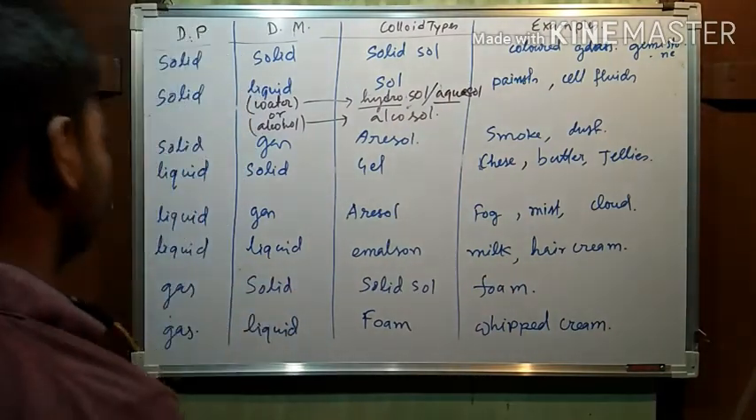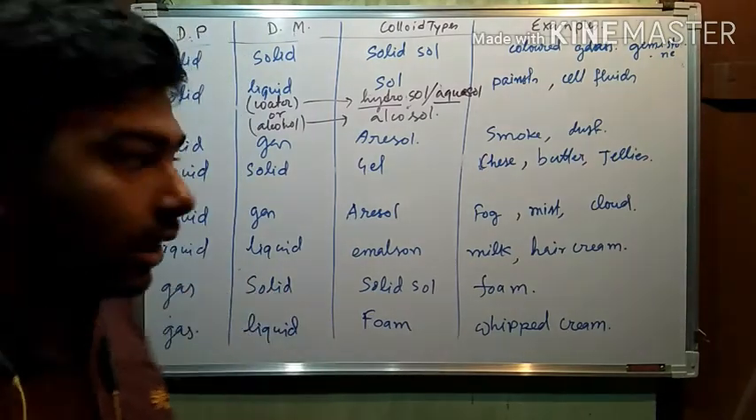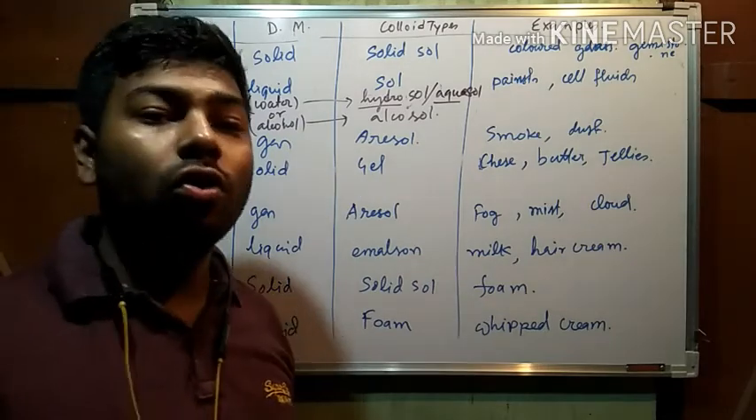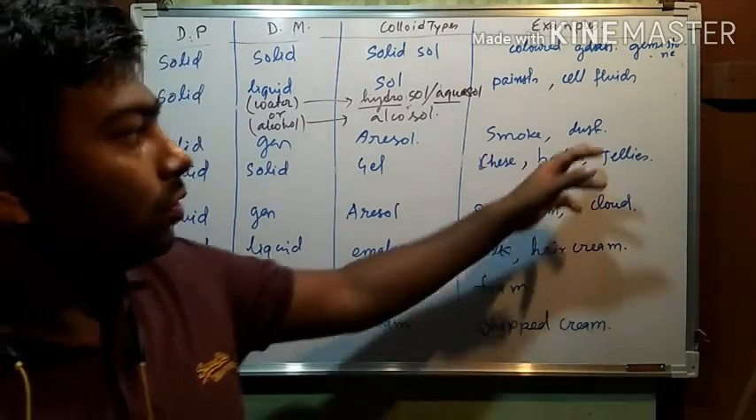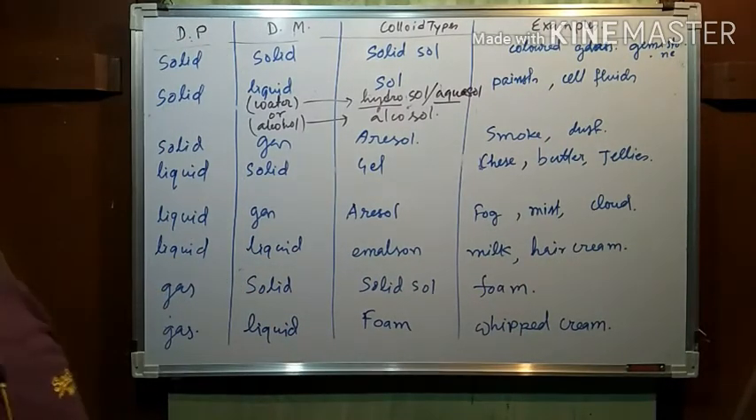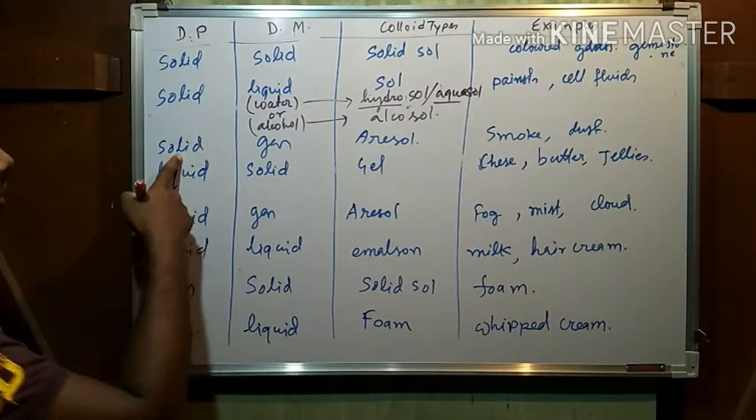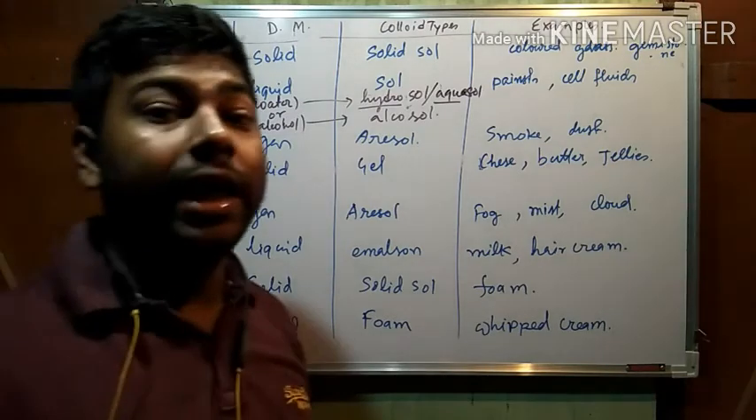Next, when the dispersed phase is solid and dispersion medium is gas, it is known as aerosol, and the examples are smoke or dust. If we observe dust or smoke, lots of gas is there and lots of dust particles also. Dust particles are the solid, that means the dispersed phase, and the dispersion medium is the gas, that means the air.